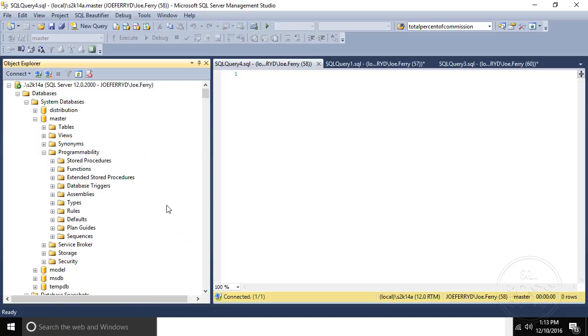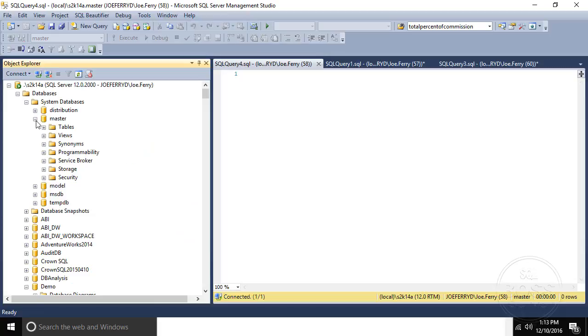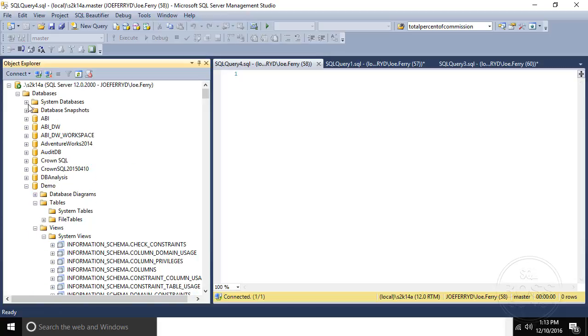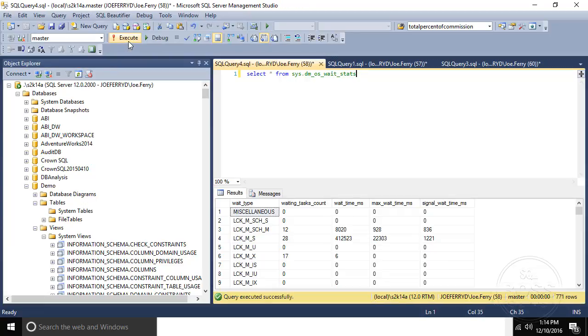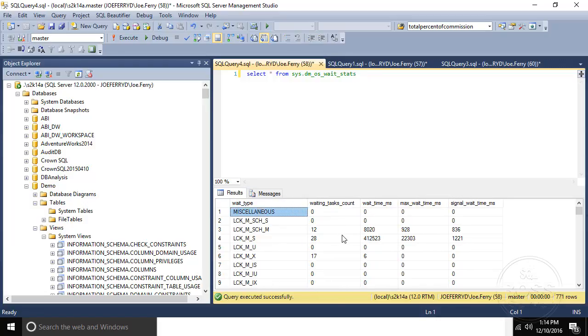For now, we're going to look at a dynamic management view that is actually a view, sys.dm_os_wait_stats. If we execute a query using the view, we'll see that it returns several columns and rows. The first column is textual. It gives us a wait type, which we have to decode by looking it up very often. And it gives some other columns.